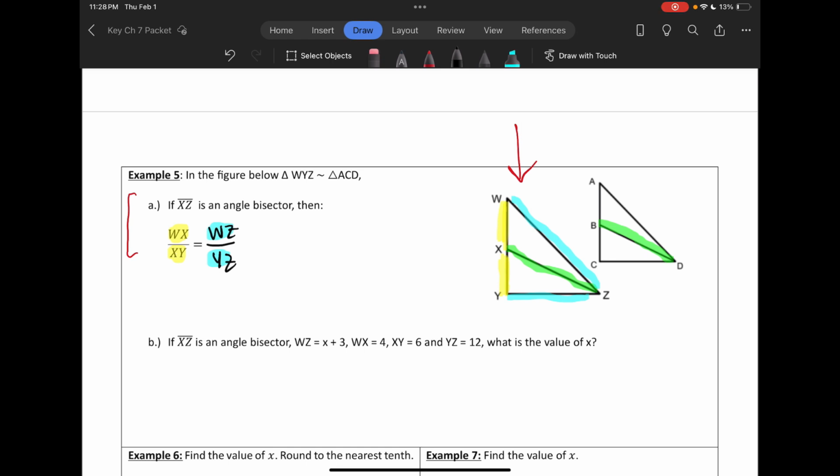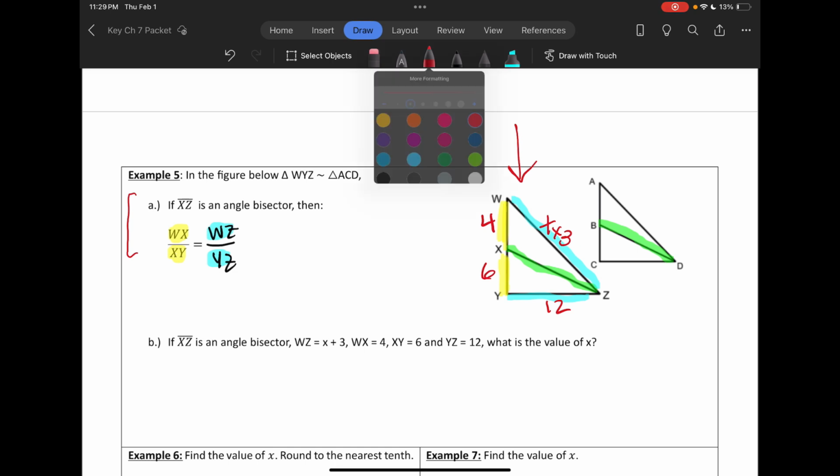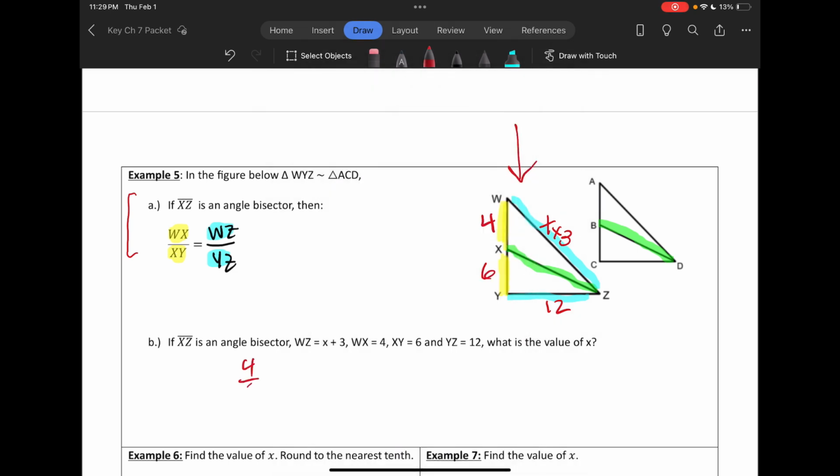It says if XZ is an angle bisector, WZ is equal to x plus 3. They're giving us a bit of information here, so it might be worth labeling our triangle. WZ is x plus 3, so this guy here, x plus 3. WX is 4. XY is 6. And YZ is 12. They gave us a picture to go off of, so it would make sense for us to use it. Yellow over yellow is going to be 4 over 6. That would be equal to blue over blue, which would be x plus 3 over 12.